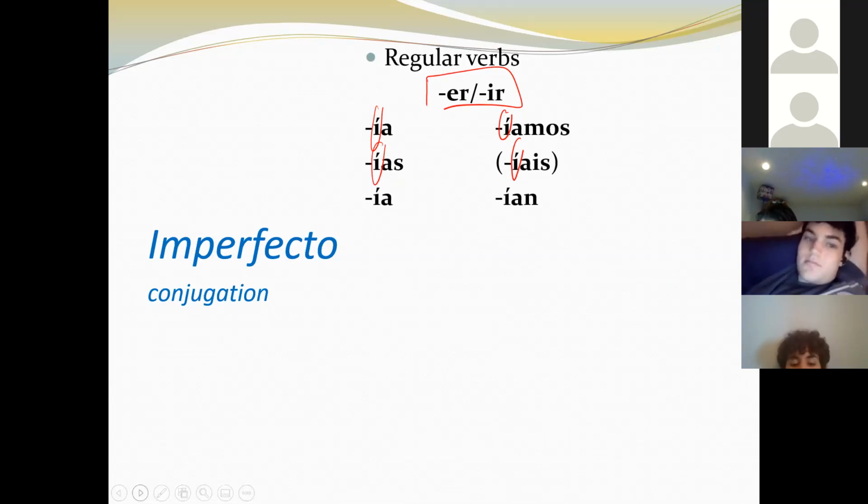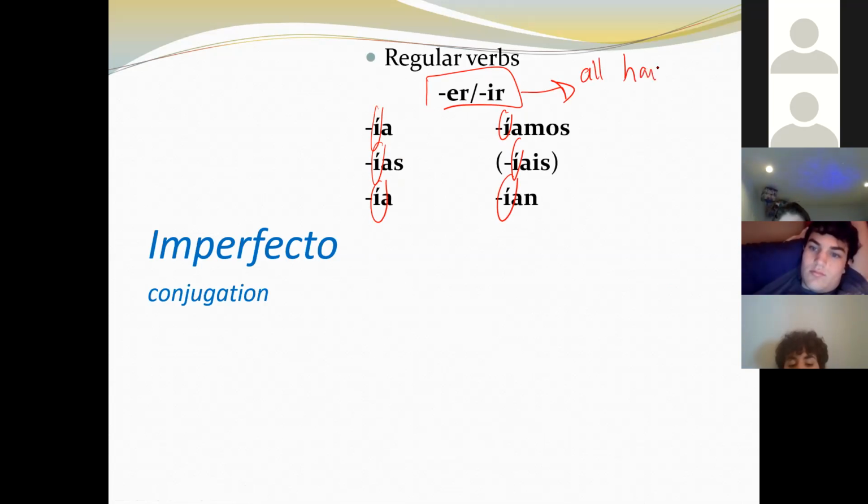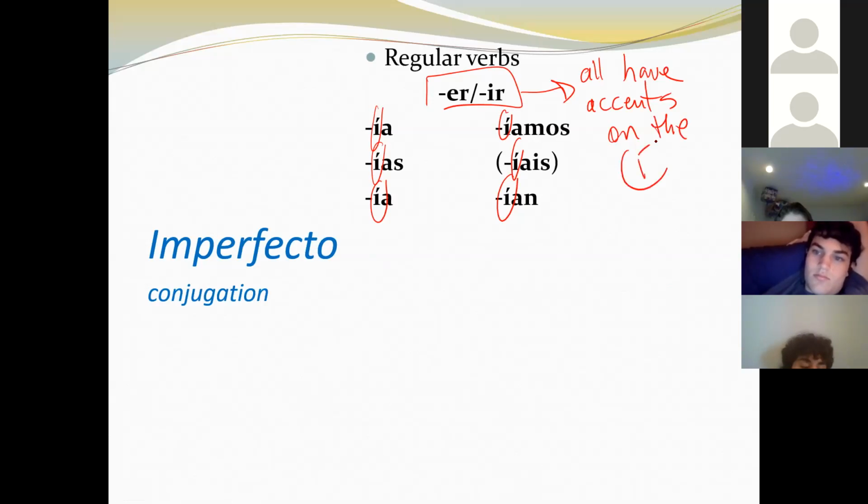Él is ía, ellos is ían. Also accent. So ER and IR all have accents on the I. Yeah? Okay.